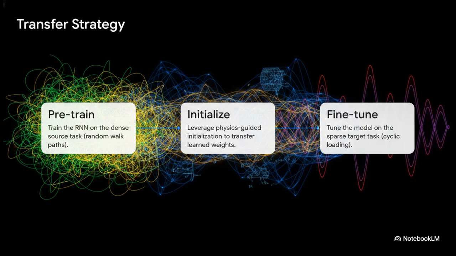Let's move on and see how this builds, because this is where they rescued the network. The researchers deployed a brilliant 3-step transfer learning strategy. Step 1, pre-train the network on that dense, chaotic, random walk data we talked about earlier. Step 2, take that fully trained network, which now actually understands the complex math of elasto-plasticity, and transfer its brain, preserving those physics-guided weights. Step 3, carefully fine-tune this initialized model using only the sparse cyclic loading data.